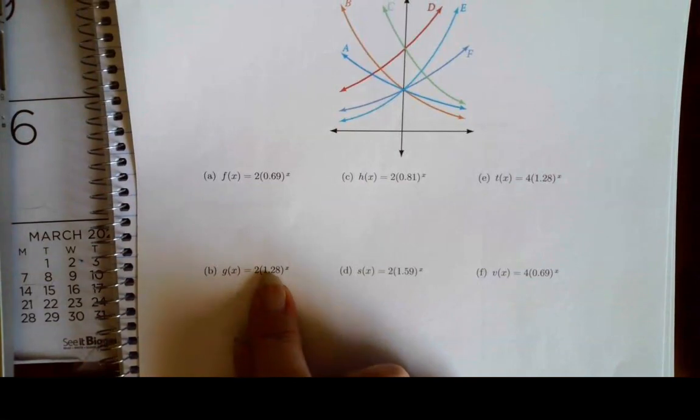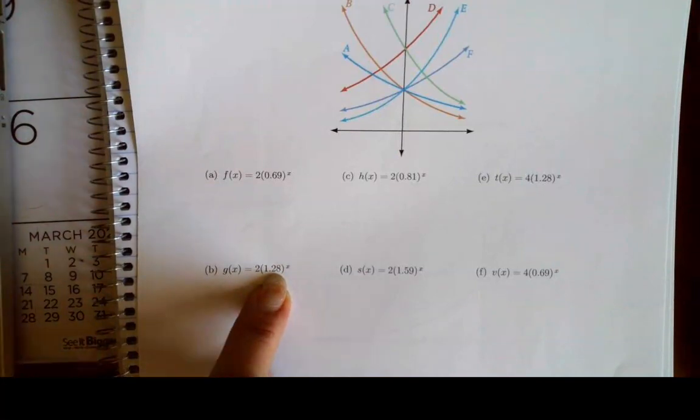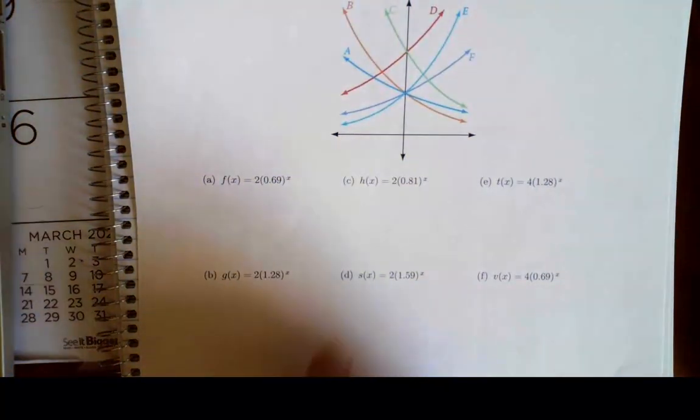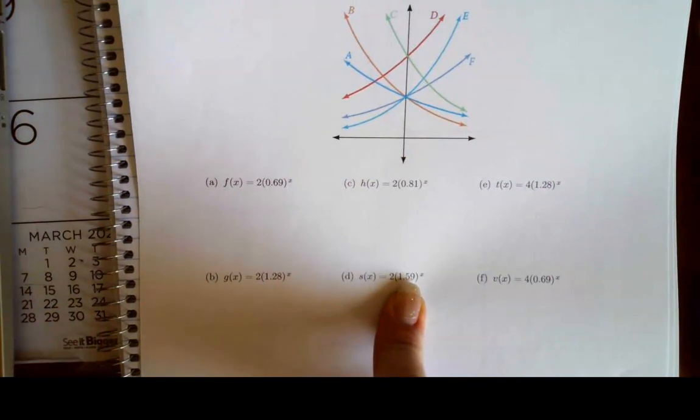On this one, it's bigger than 1. So you have 100% plus a 28% growth rate. So this is exponential growth. So as you read it from left to right, it will grow. It will increase.